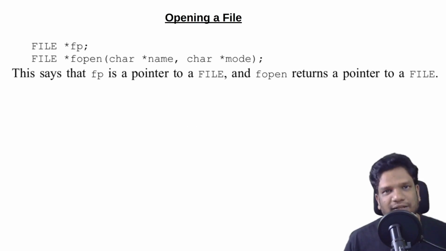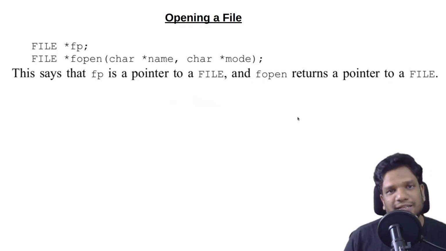Let's look at the syntax for opening a file. Basically, you have this type called FILE, like the data types we normally have, int and char. Likewise, we have this FILE type. This is a pointer that points to the file that you want to open. It clearly says that fp is a pointer to a file and fopen returns a pointer to a file.